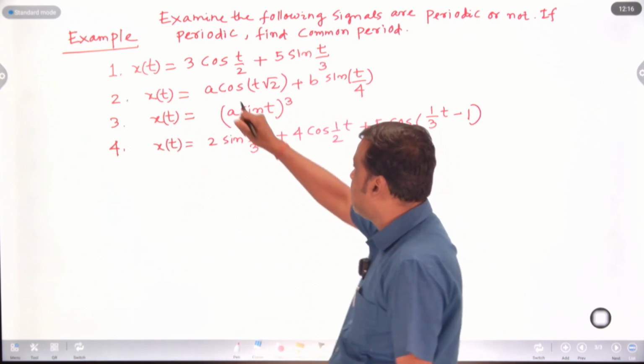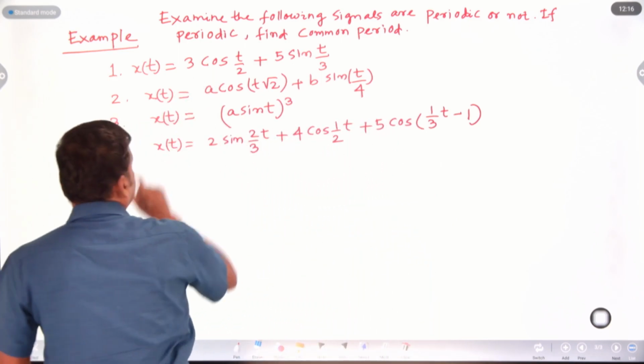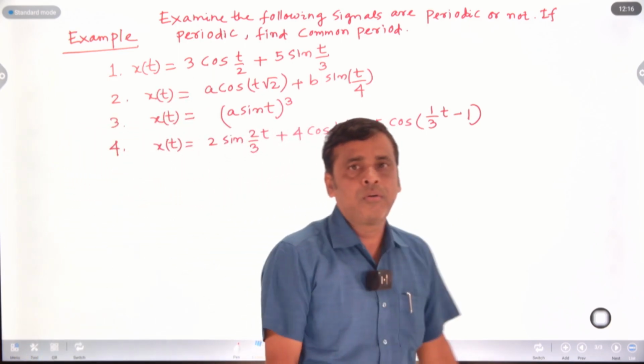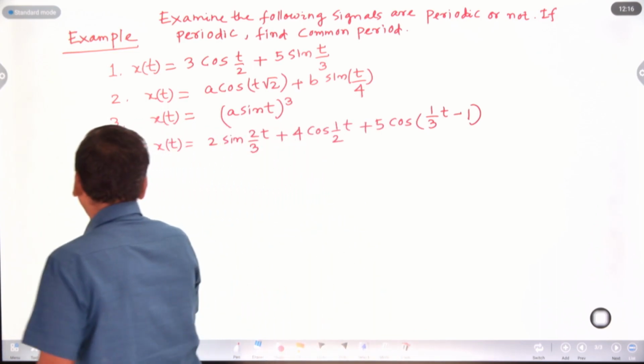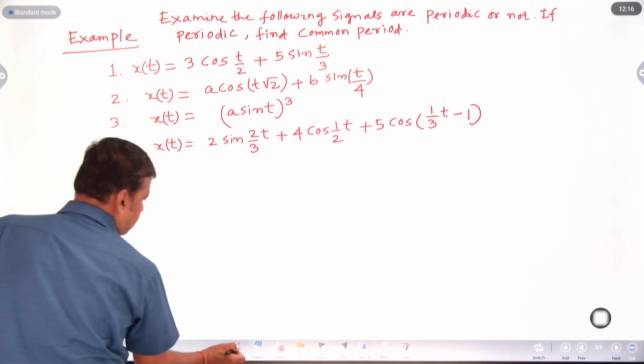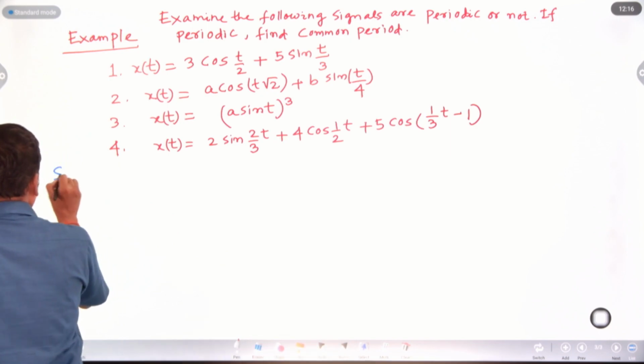So this is your first example. x of t equal to 3 cos t by 2 plus 5 sin t by 3. Solution.